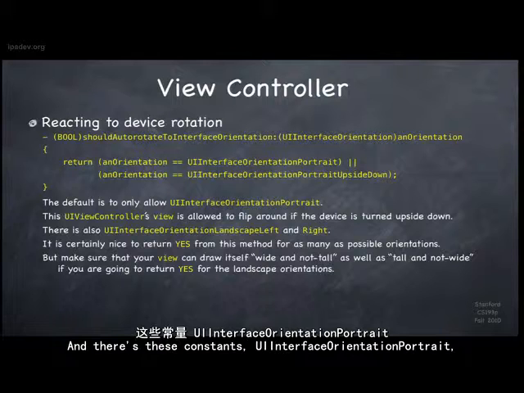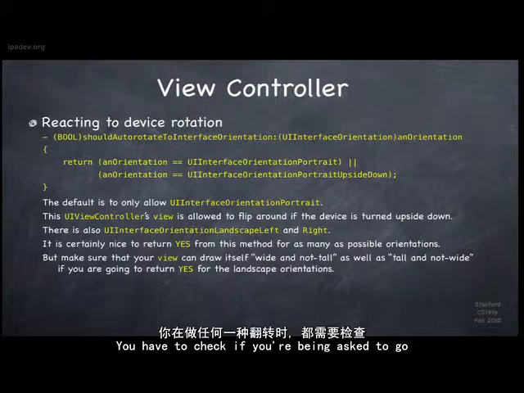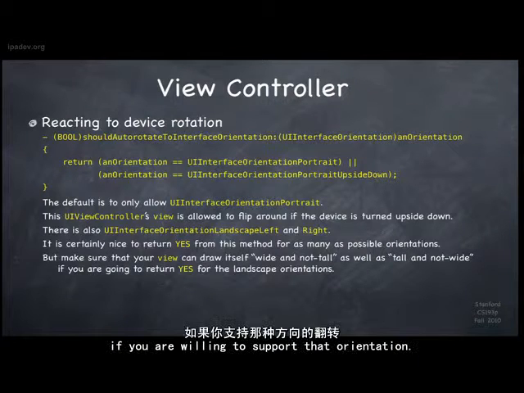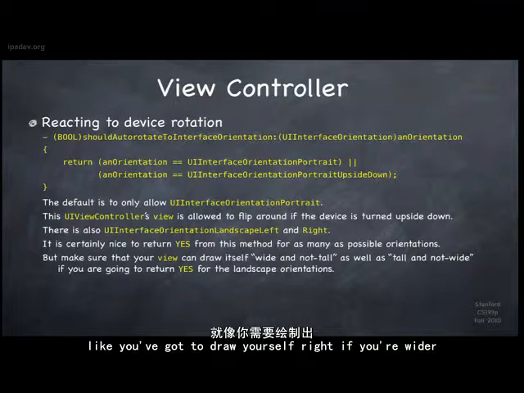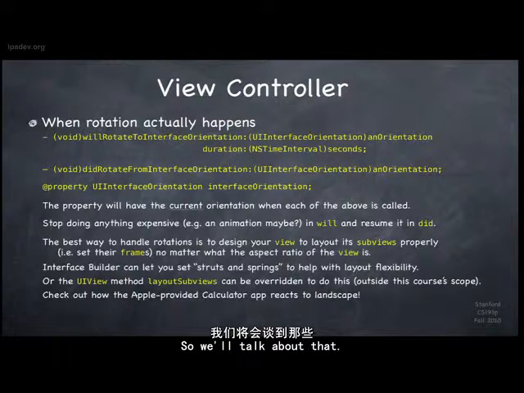And there are these constants: UI interface orientation portrait, portrait upside down, landscape left, landscape right. You have to check if you're being asked to go to any orientation you want to support, and return yes if you are willing to support that orientation. Then you have to actually work when that happens. Like, you've got to draw yourself right if you're wider than you are tall. Okay? So we'll talk about that.